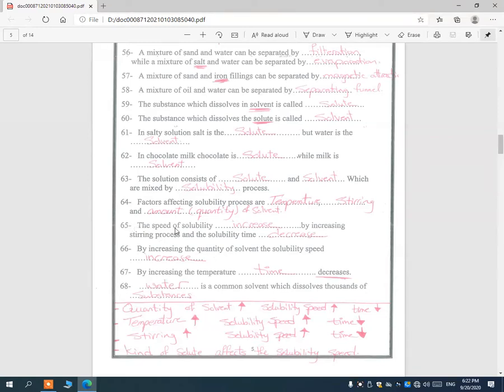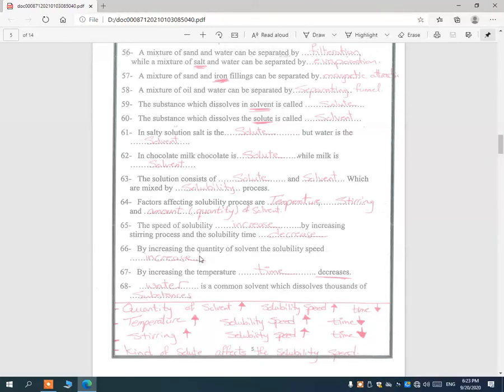65. The speed of solubility dots by increasing stirring process, and solubility time dots. What will happen to the speed of the solubility by increasing the stirring? By increasing the stirring, the solubility speed will increase. And the solubility time will decrease. Of course, time is opposite to the speed, so the time will decrease.